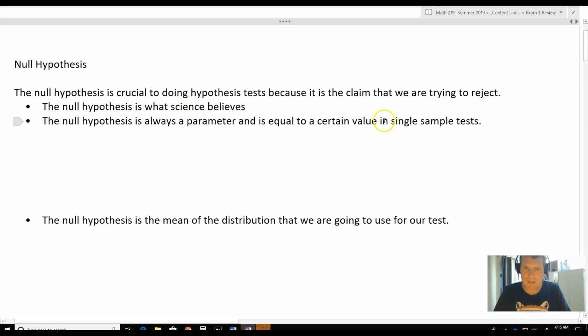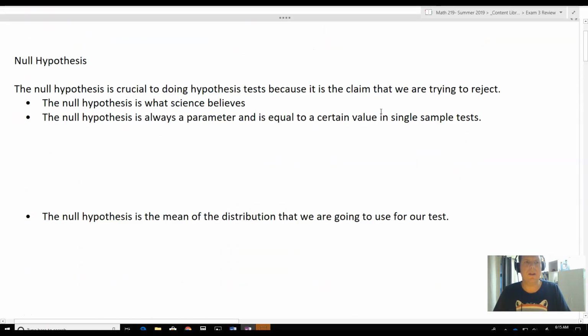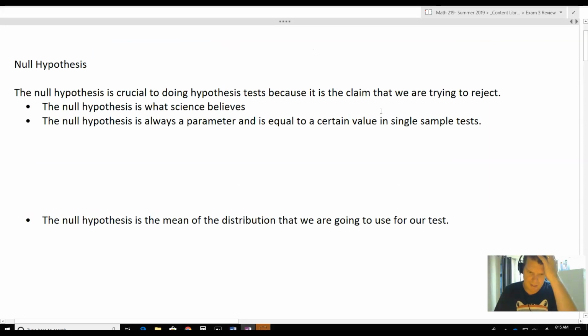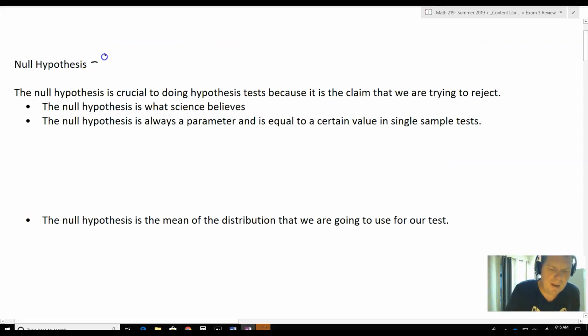Okay, so let's begin. The first thing we want to go with is something called the null hypothesis. The null hypothesis is represented by this thing called H naught. That's how we write it. And the null hypothesis is crucial to doing hypothesis tests because it is the claim that we are trying to reject. So the whole point of hypothesis testing is to reject or fail to reject the null hypothesis.